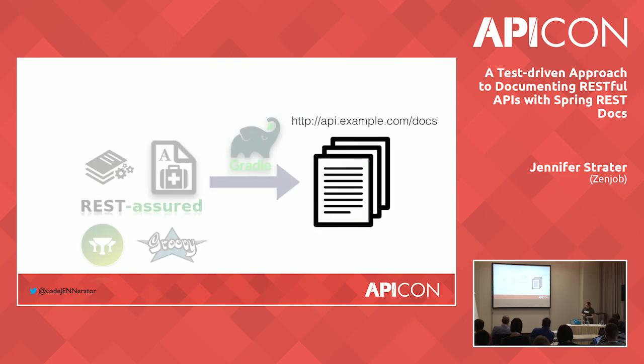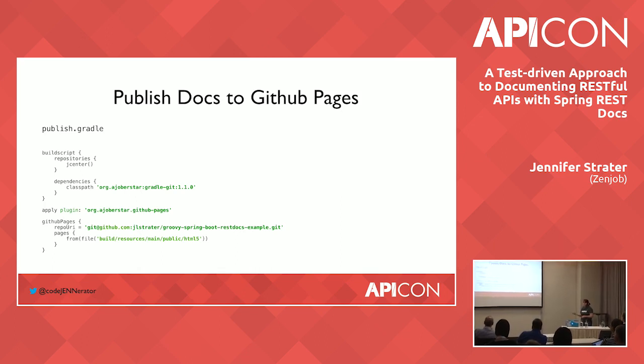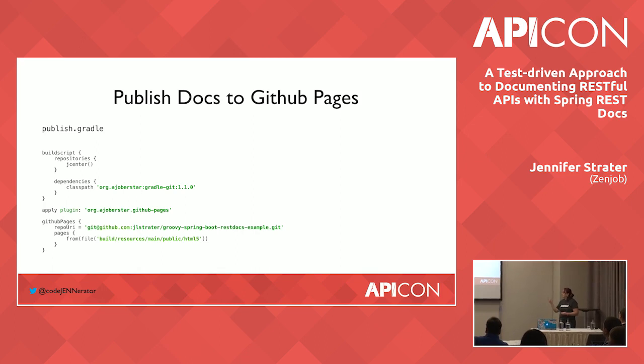Okay. So you can have your wonderful example.com/docs. And one way to do this is through plugins. So you can have a plugin like the GitHub Pages plugin for Gradle, which specifies that I want to put it at this example, and then I'm going to pull it from that resources directory.